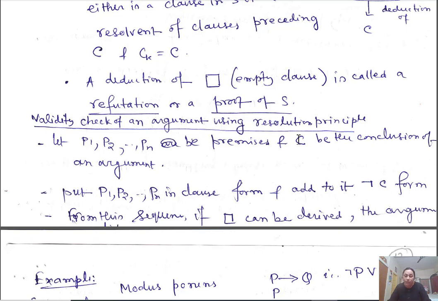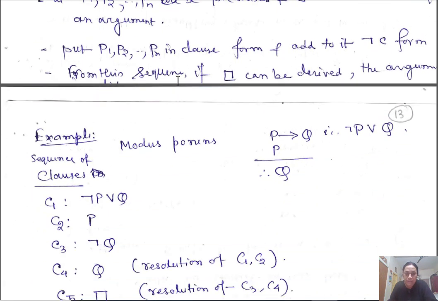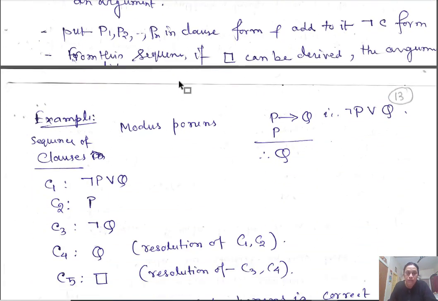this argument is valid, because we have taken all these premises together with the negation of the conclusion, and we are checking whether we get the empty clause or not. Let us illustrate this with one very simple example: modus ponens. P implies Q. P. Therefore Q.